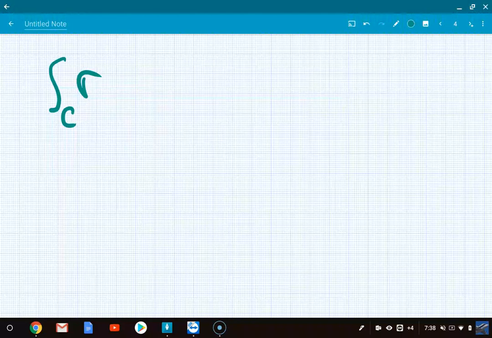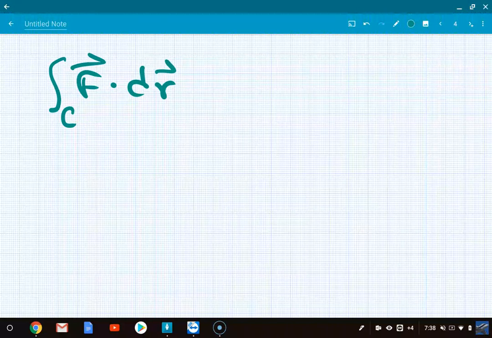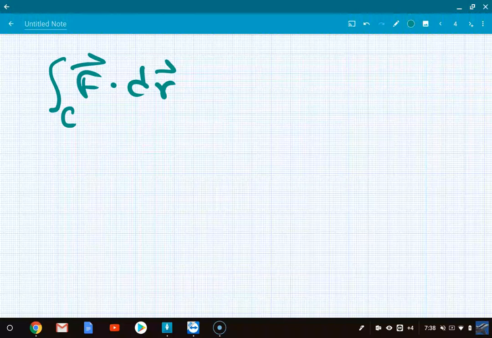Okay, so we want to figure out the line integral over the path C of F dot dr. In other words, the work done by that vector field, where C is the path. How do I want to make the path? It is a smooth path.